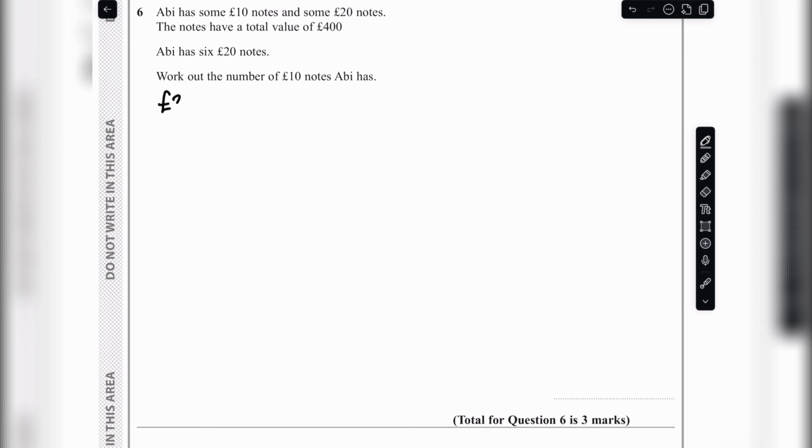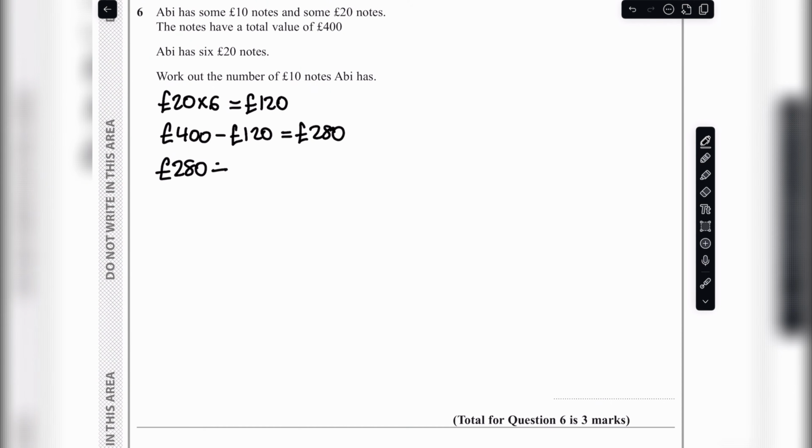If we multiply £20 by 6, that gives us £120. And if we subtract £120 from £400, that gives us a value of £280. And if we divide this value of £280 by £10, that gives us an answer of 28. Therefore, Abby has 28 £10 notes.